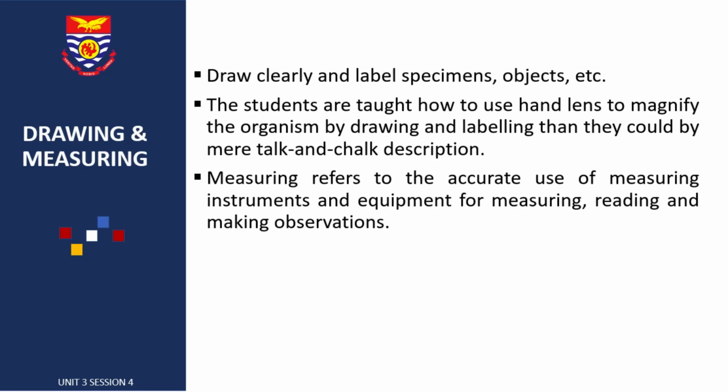Drawing and measuring. In drawing, we expect that you draw clearly and you label specimens or objects very well. Some of you may have come across where a student will draw and some of the labeling will be showing north, some south, some east. It is not a nice way of labeling. If all the label lines are pointing in one direction, that is proper labeling. Students are taught how to use a hand lens to magnify the organism by drawing and labeling, rather than a mere talk and chalk description.